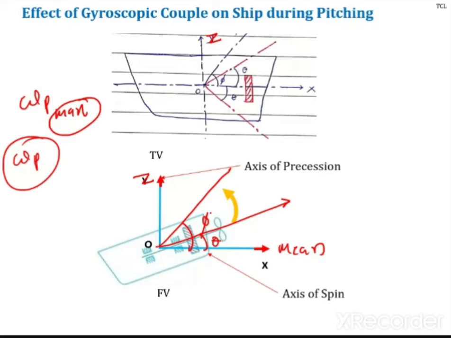So phi is nothing but the maximum angle turn from this mean position.